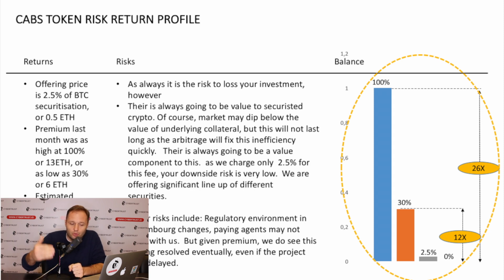And the upside to where it can be is like 12x to 26x. So relative risk return, or upside downside, is just a very, very good trade, although it carries risks. So what are our major risks? Our major risk in this case is really that the regulatory environment in Luxembourg may change, or paying agents may not work with us. But given premiums, we do see that getting resolved eventually, even if the project gets delayed. So that's your major risk, guys, right?